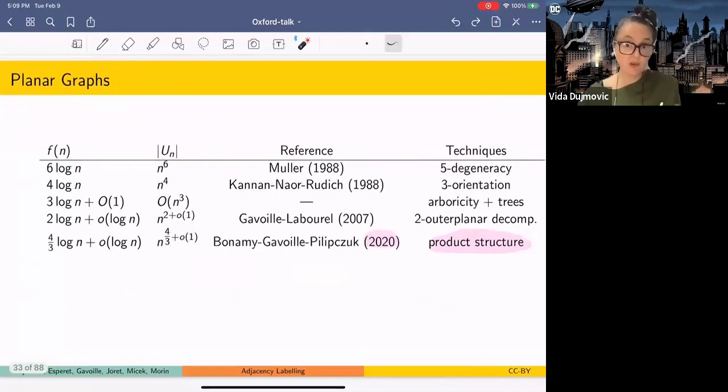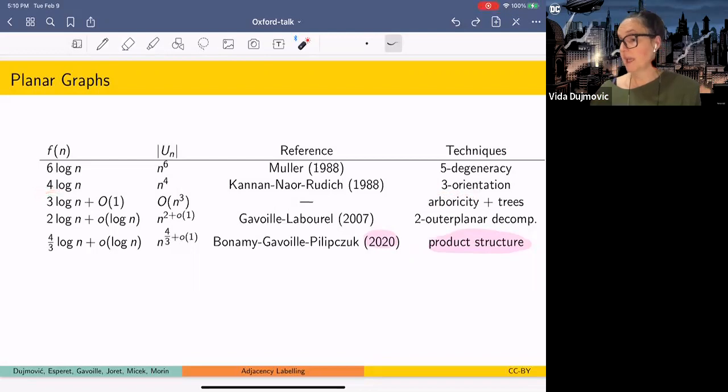So what about planar graphs? There was a series of results on planar graphs. The earliest ones are 6 log n. They are based on the fact that planar graphs are 5 degenerate. Then 4 log n, which are based on the fact that the edges of planar graphs can be oriented such that there's at most 3 outgoing edges.